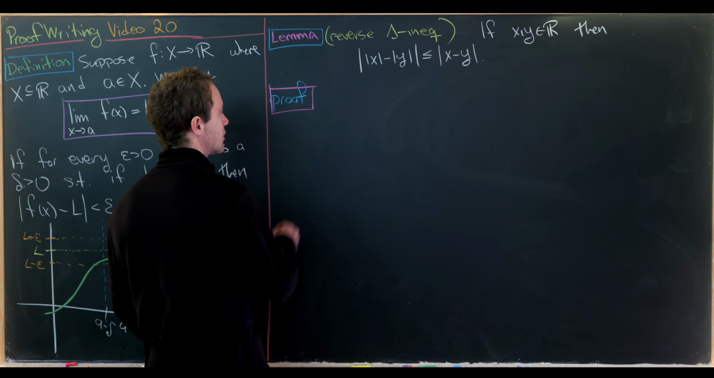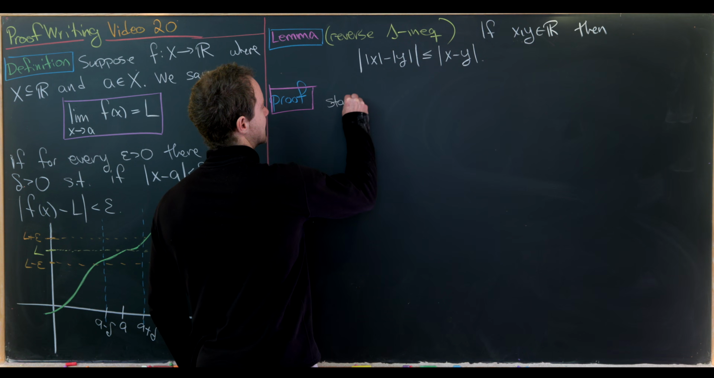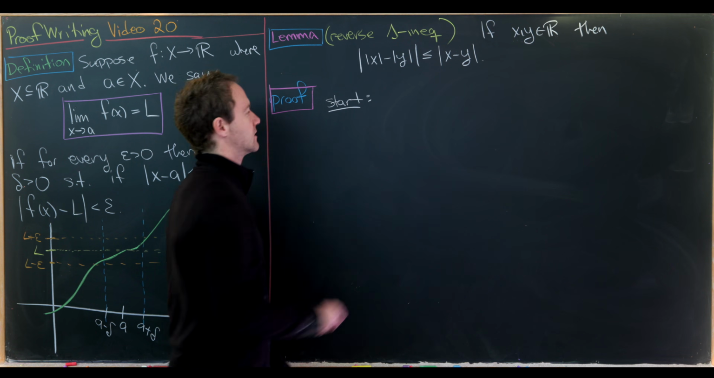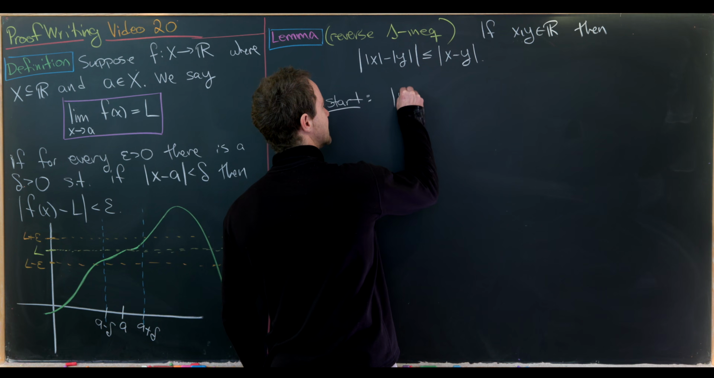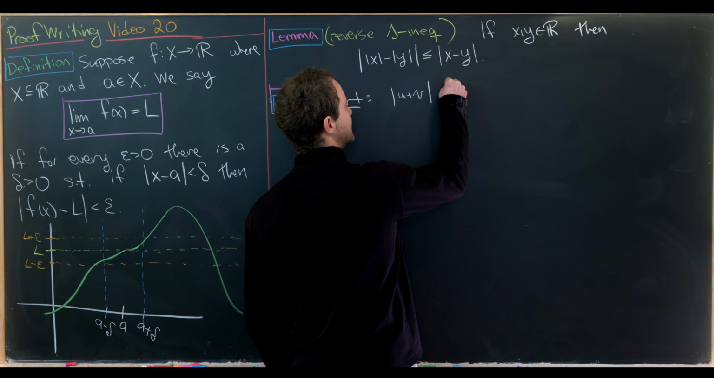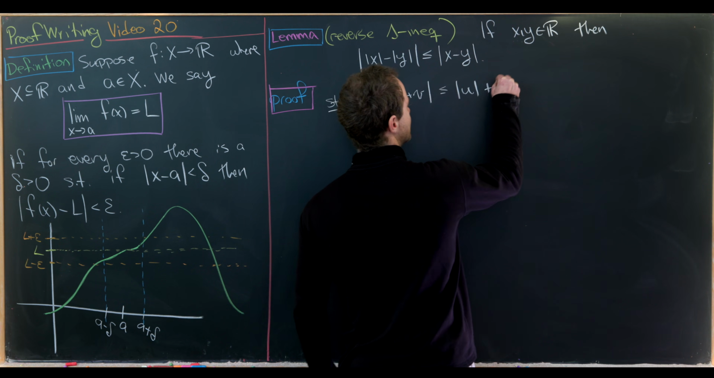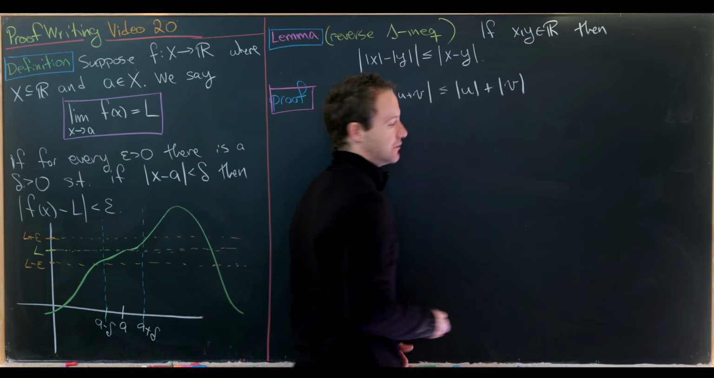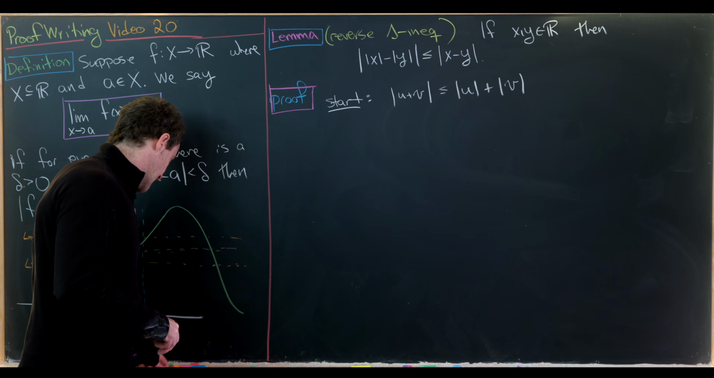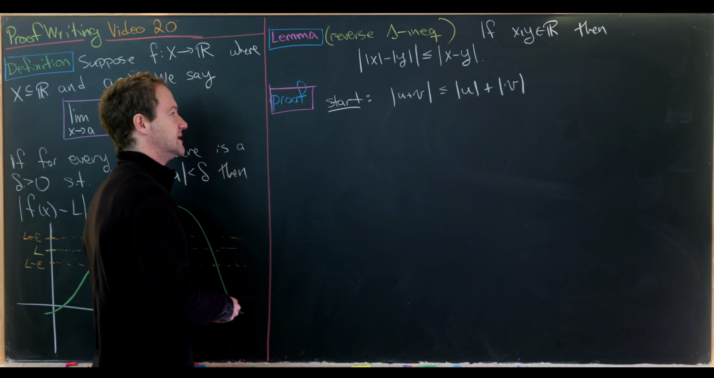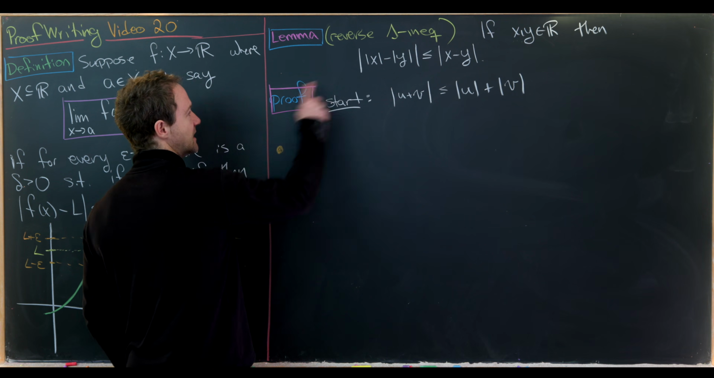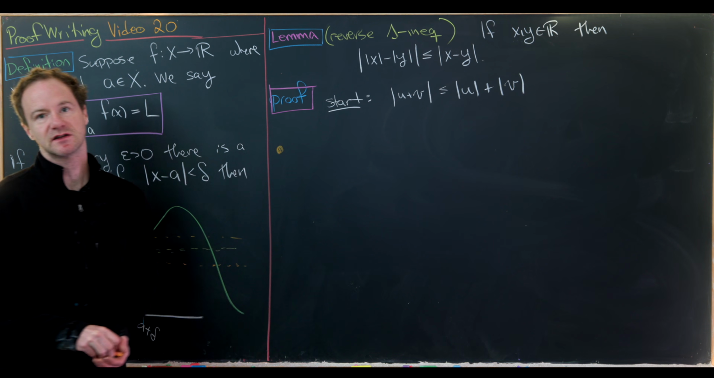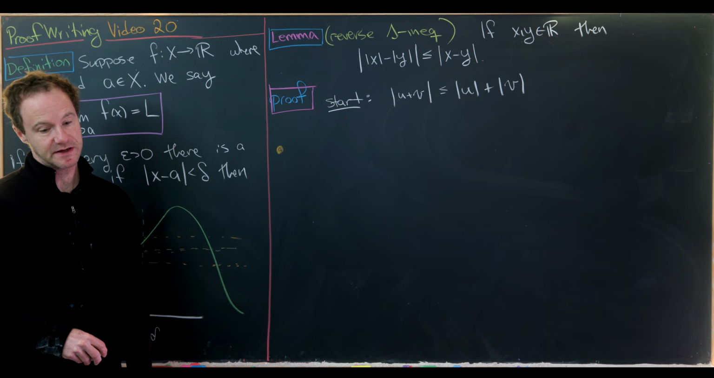So we'll start with our normal triangle inequality, our initial triangle inequality. And I'm going to rewrite this with u and v. So we have the absolute value of u plus v is less than or equal to the absolute value of u plus the absolute value of v. And then what we'll do from here is evaluate this for different values of u and v to produce things that look like our goal inequality.